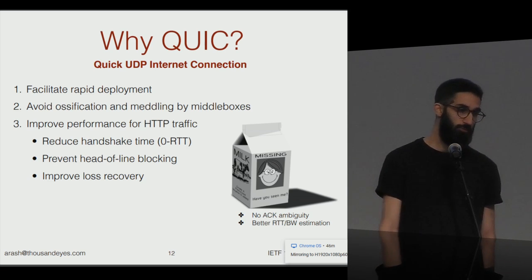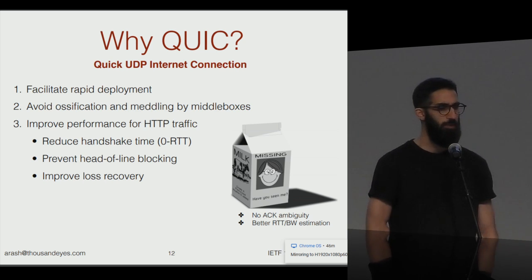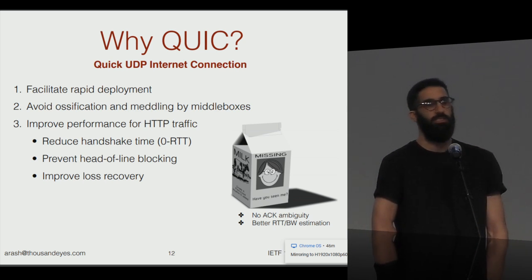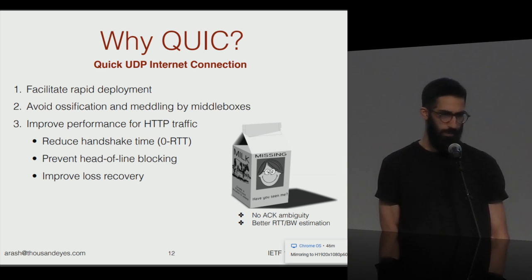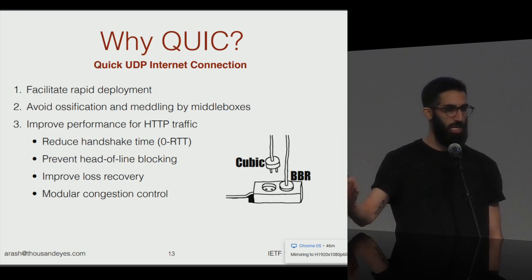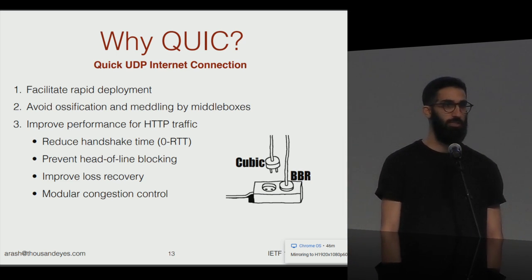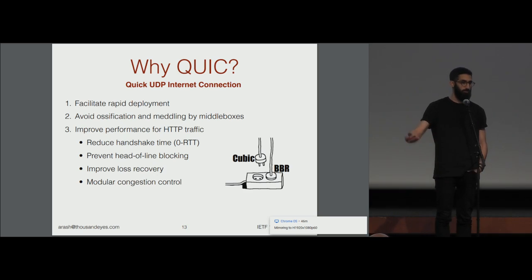QUIC has improved loss recovery. It mitigates the ACK ambiguity problem that TCP has. It has better RTT and bandwidth estimation. A lot of this good loss recovery comes from the fact that you can easily change the congestion control as well. So for example, if you have BBR, a new congestion control, you can easily replace your old one with the new one. And that comes from the first point that I talked about: everything is in the application layer, so you can easily update things and deploy it at scale.